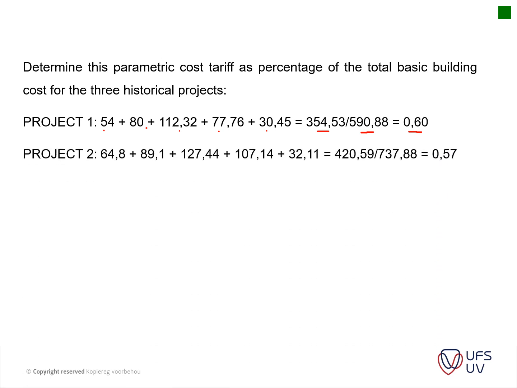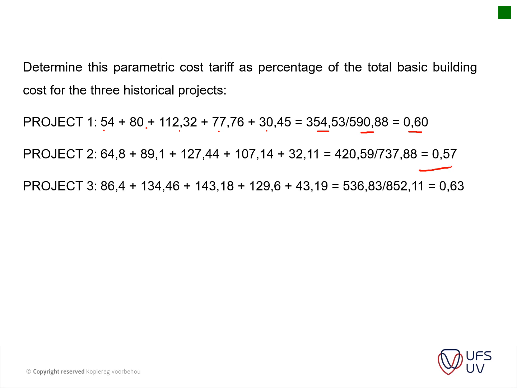You do the same for your second project, and you do the same for your third project. Okay, and then what you do is basically you work out what the average percentage of these items are over these 3 projects. So now you can see the table 2 only, the junior QS only worked out 60% of the basic building cost for your new building.